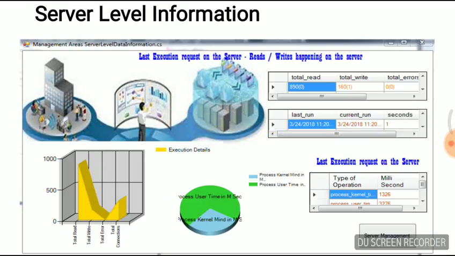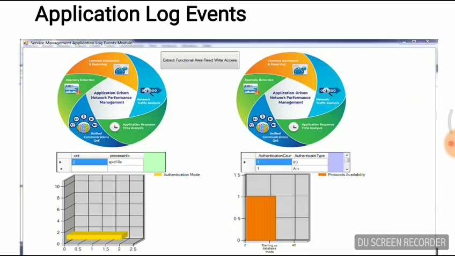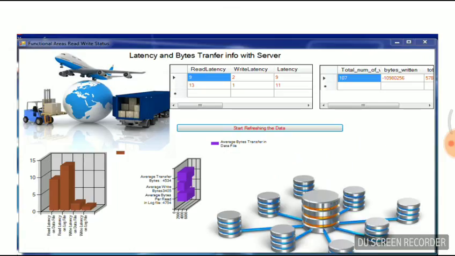Server level information, last execution, server reads and what is happening on the server: total read, total write, total error, last run, current run, seconds. We will provide a graphical view of total reads, writes, total errors, total connections. Next module, you will go to the server, right click on server management. The application event module will be shown. The application module has content of two authentication types. And then the extract functional read write access, the next module will be provided.